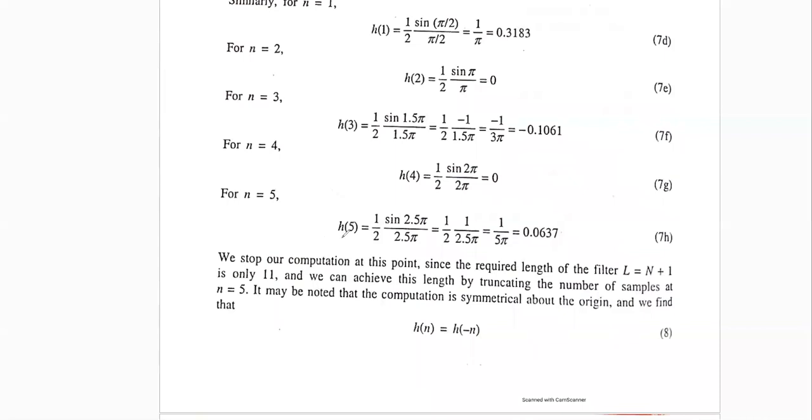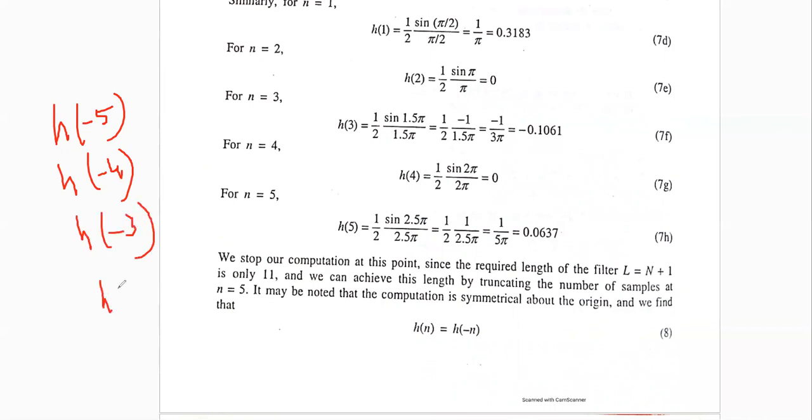So here we have 5, and where are the other 5? h minus 5, h minus 4, h minus 3, h minus 2, and h minus 1. Could you mention what h minus 5 is equal to on the right side? h5. h5 is equal to h minus 5.